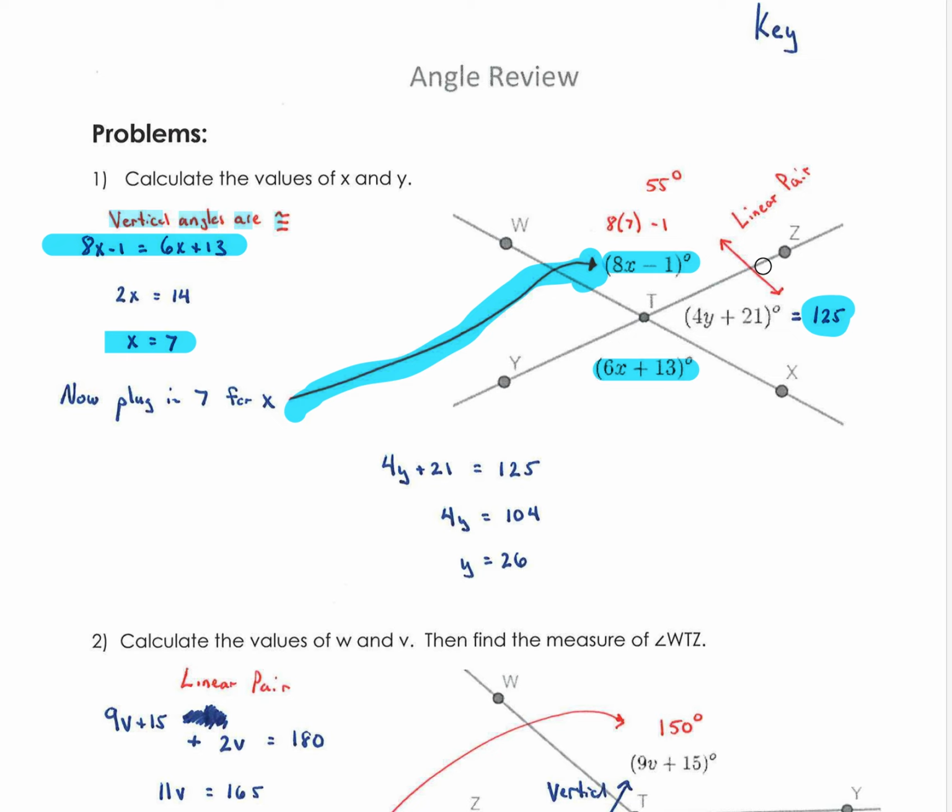We know linear pairs add up to 180. But once you know that this is 125, you can say this angle must equal 125. So take 4y plus 21 and set it equal to 125. And then use algebra to solve. And now I have y and I have x.